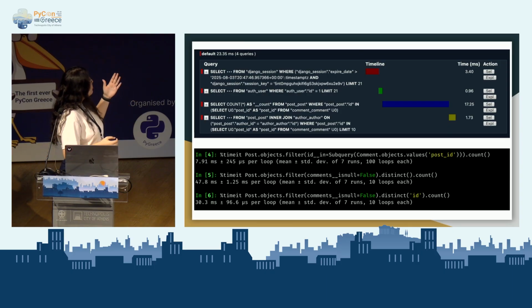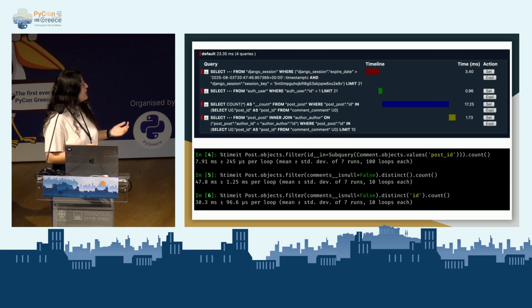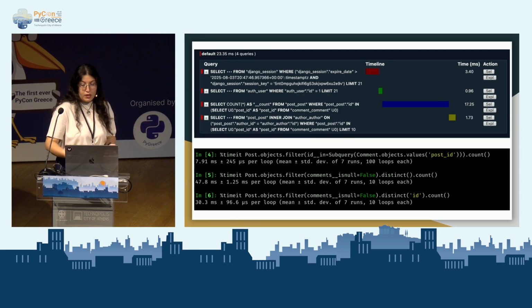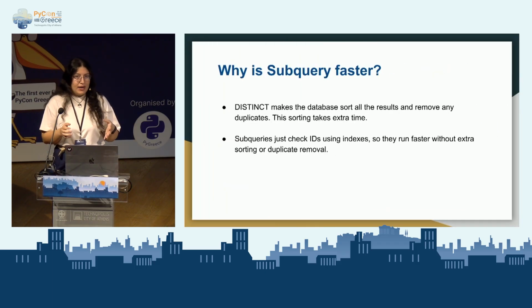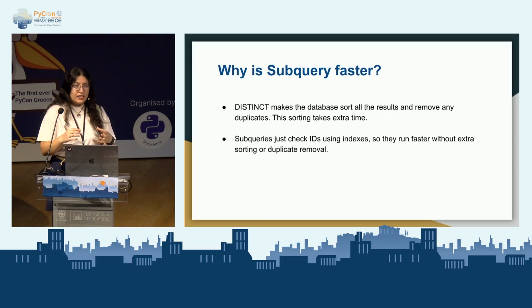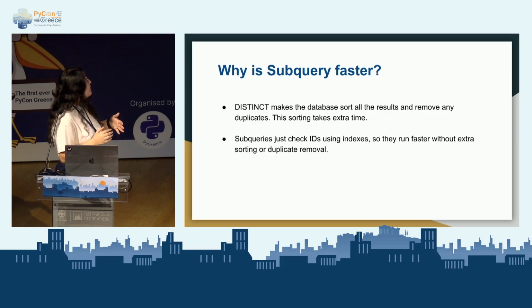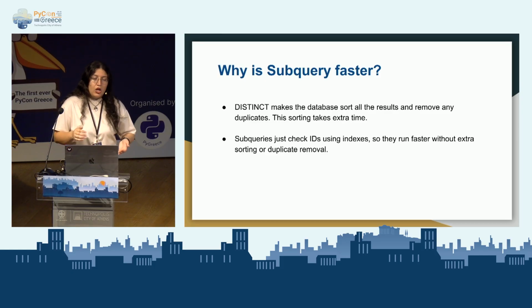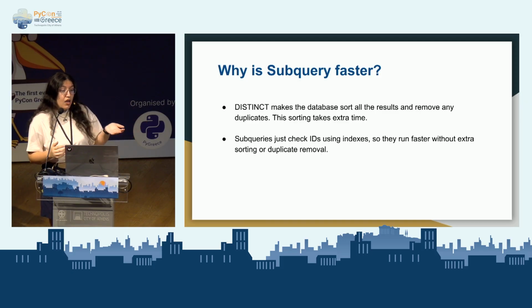So as you can see here, counting operations with subqueries is faster than using distinct. And why? Because when you use distinct, it forces the database to sort all the results and remove any duplicates. On the other hand, subqueries just check IDs and use indexes. So without unnecessary sorting operations and duplicate removal operations, the subqueries are faster than distinct operations.